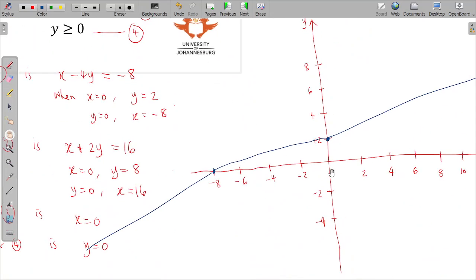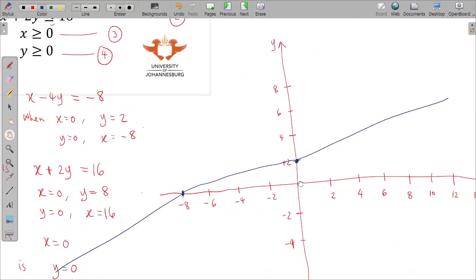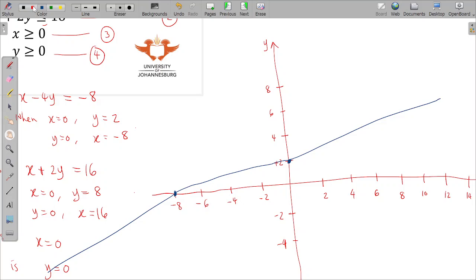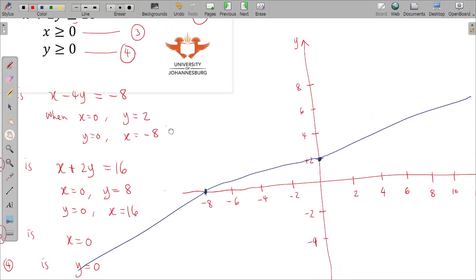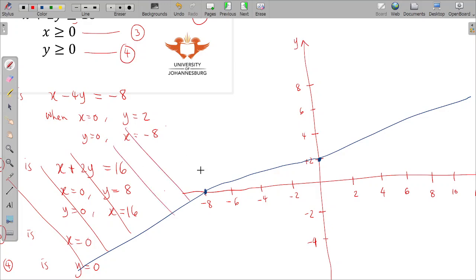Okay, because it is false, where I picked here is the wrong side. So now I need to determine whether I should shade the correct side or not. You need to determine that. Okay, now I just decide to shade the correct side. I'm shading the correct side.